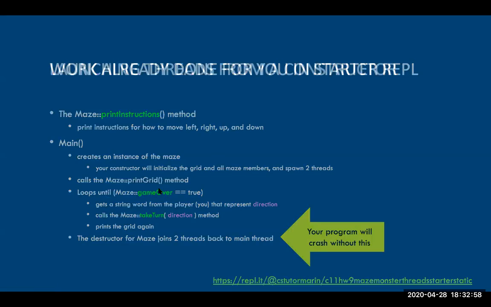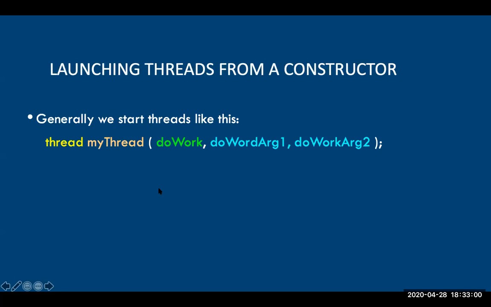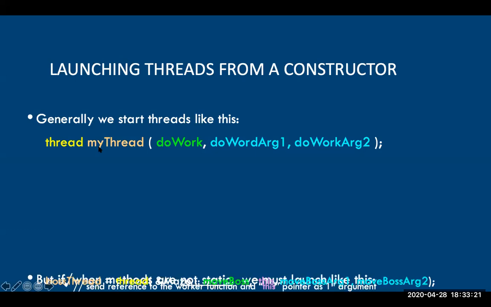Okay, so let's look at how we launch the thread from the constructor. We can do it this way. This is normally how we learned to do it: we pass in the name of the function, and then whatever arguments. I've just created a fictional function here, not from the homework. We pass in whatever arguments the do work function takes, with no parentheses, and the creation of that thread launches it.